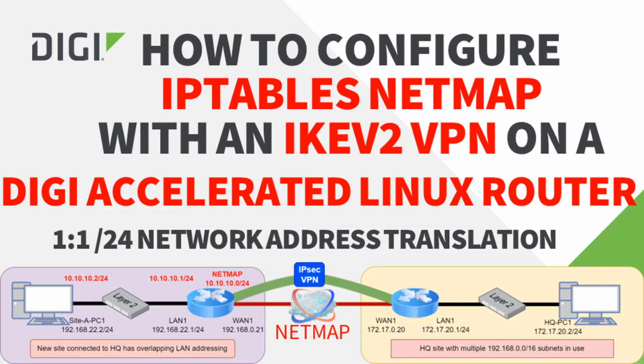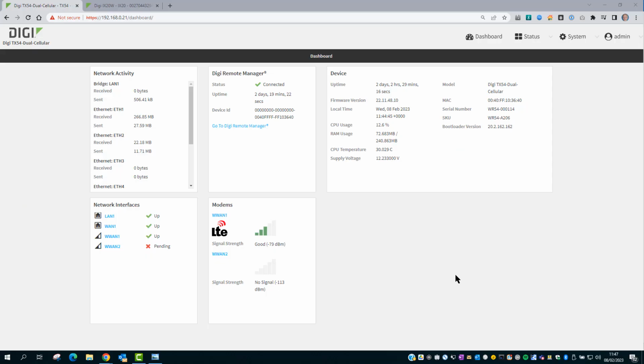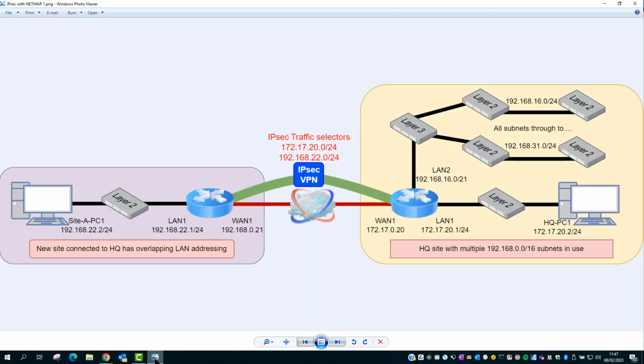In this video I'm going to show you how to use iptables NETMAP function to translate IP networks on a Digi Accelerated Linux Router. For this demo I'm using the TX54 and IX20, both running firmware version 22.11.48.10. First of all, let me show you the lab that we're using and the scenario.